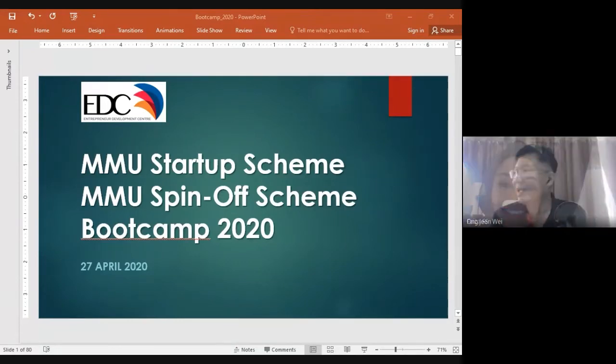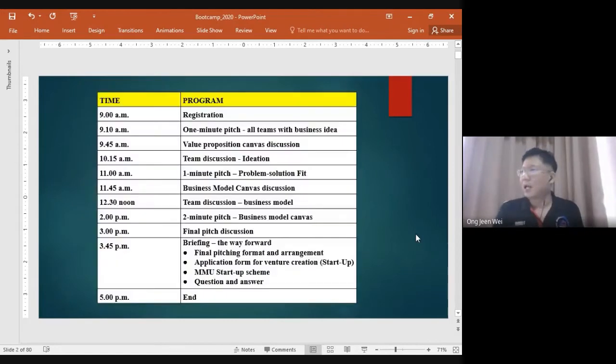Okay, so let's quickly go through our itineraries. Our program, so now we are at 8:10. All the team will be doing a very quick 1-minute pitch using the templates that I have uploaded. Then we will proceed to have a simple ideation discussion.